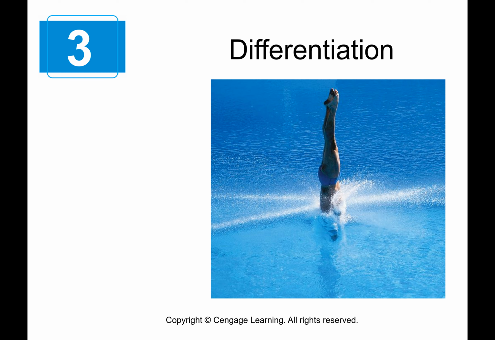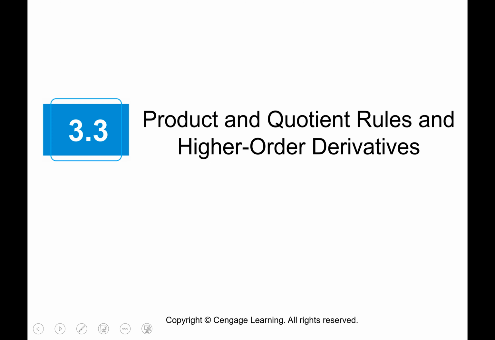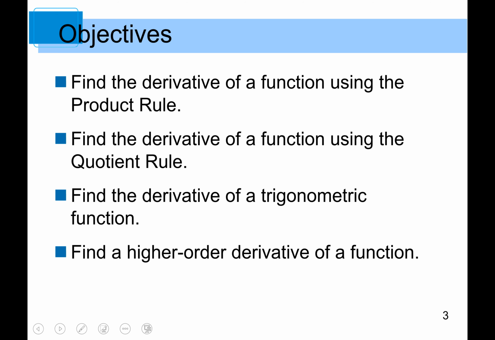Okay, let's continue talking about the techniques of differentiation. In this particular section, we're going to talk about using the product and the quotient rules to find a derivative, and then use the higher order differentiation techniques. So objectives: we will find the derivative of a function using the product rule, find the derivative of a function using the quotient rule, find the derivative of a trigonometric function, and find a higher order derivative of a function.